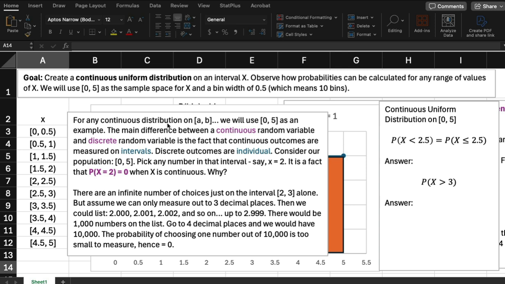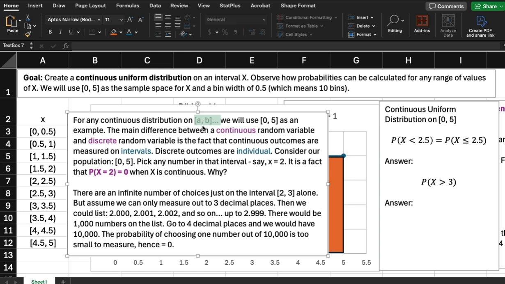For any continuous distribution on a closed interval a comma b, so basically that's just a generic term for a closed interval with a left endpoint of a and a right endpoint of b. So it can be any closed interval at all. But to make things simpler, we're going to just use a specific one. We're going to use the closed interval from 0 to 5. So x equals 0 is the smallest value that we can have, and x equals 5.00 is the largest value. And then x can take on any decimal value in between that.